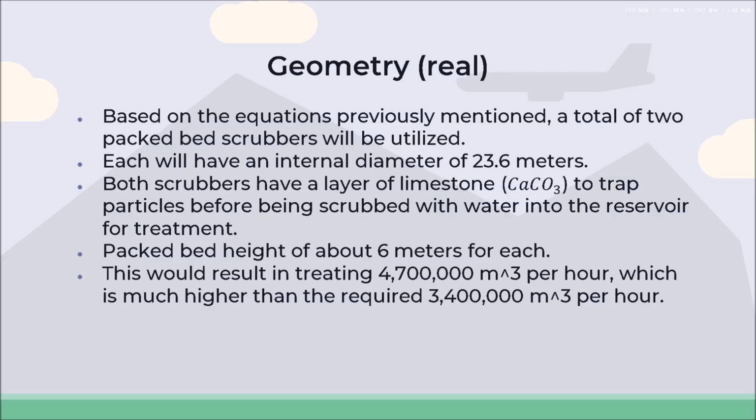And we'll be utilizing a packed bed height of about 6 meters for each of these. We found through our research that a height of 3 to 9 meters is typical, so we just went with the middle value of 6. And with our diameter, this would result in a treatment of 4.7 million meters cubed per hour, which is much higher than the required 3.4 million meters cubed per hour.